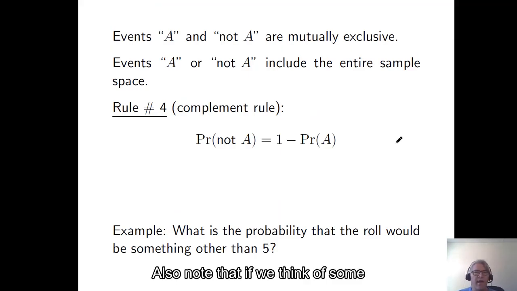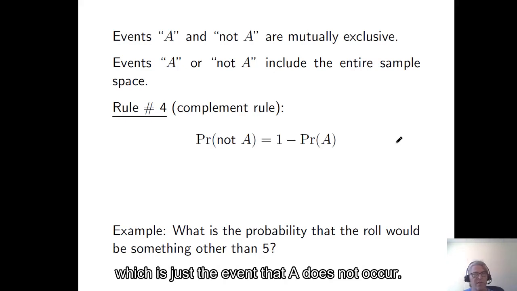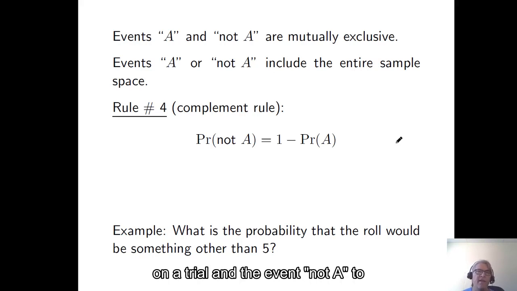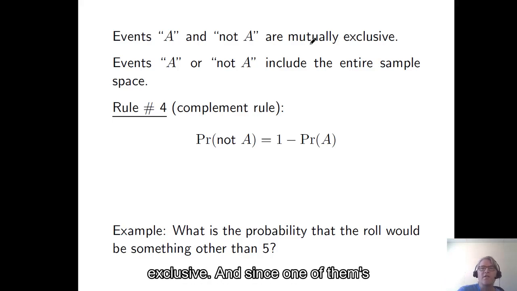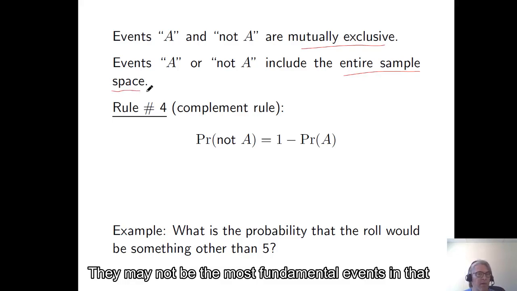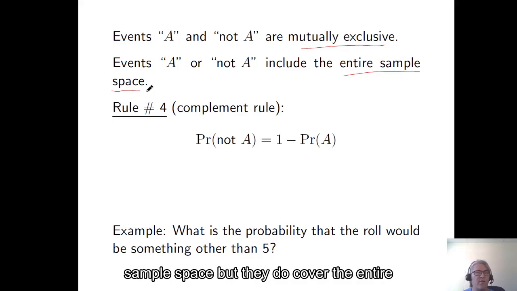Also note that if we think of some event A and another event called the complement, which is just the event that A does not occur, sometimes denoted not A, those are automatically mutually exclusive, right? It's not possible for event A to happen on a trial and the event not A to happen on a trial. Either one of them's got to happen. So they're mutually exclusive, and since one of them's got to happen, they cover the entire sample space. They may not be the most fundamental events in that sample space, but they do cover the entire sample space. So that means their probabilities should sum up to 1.